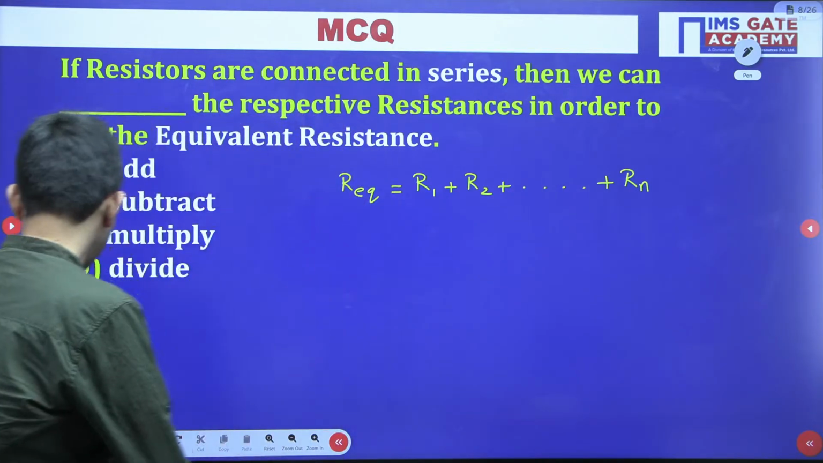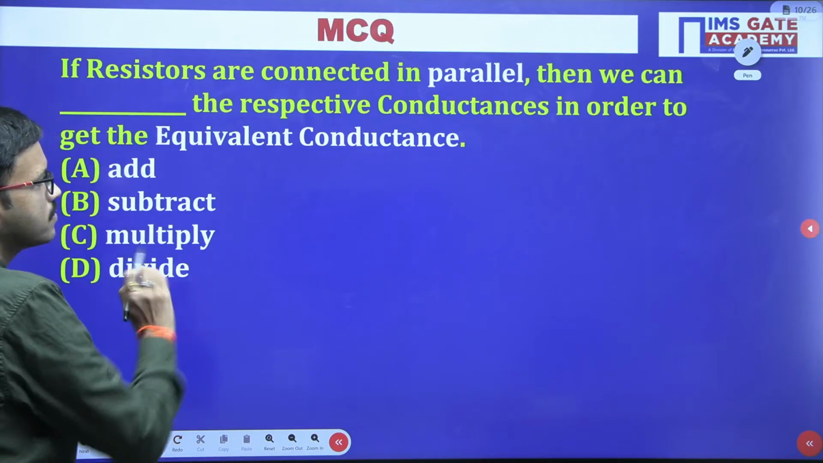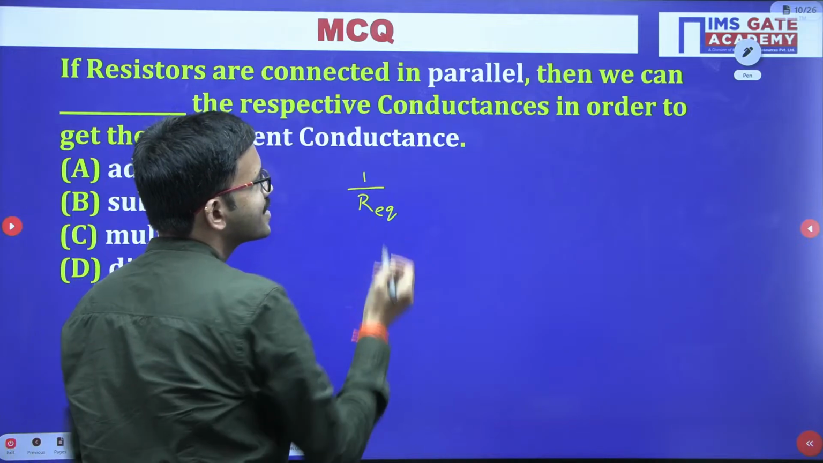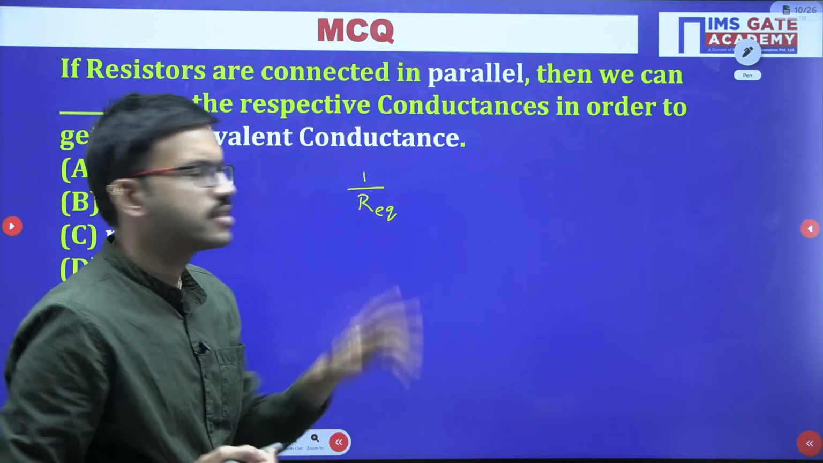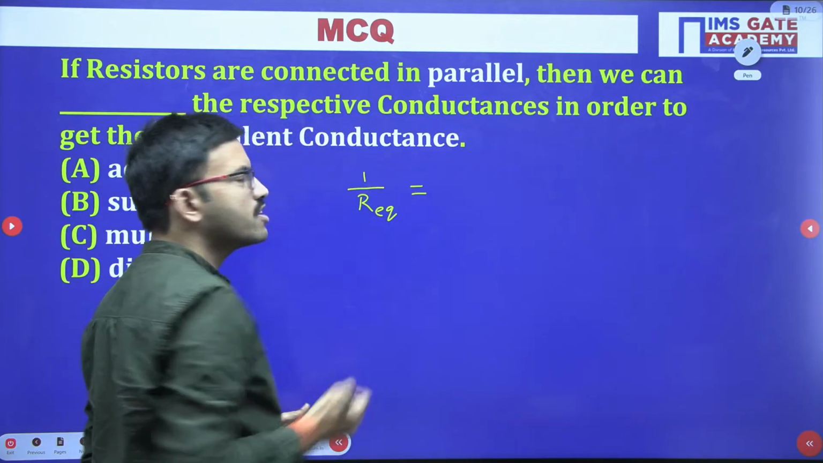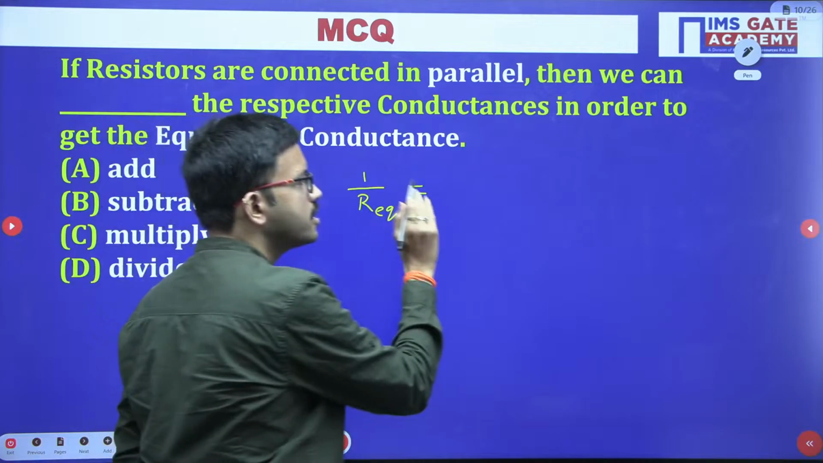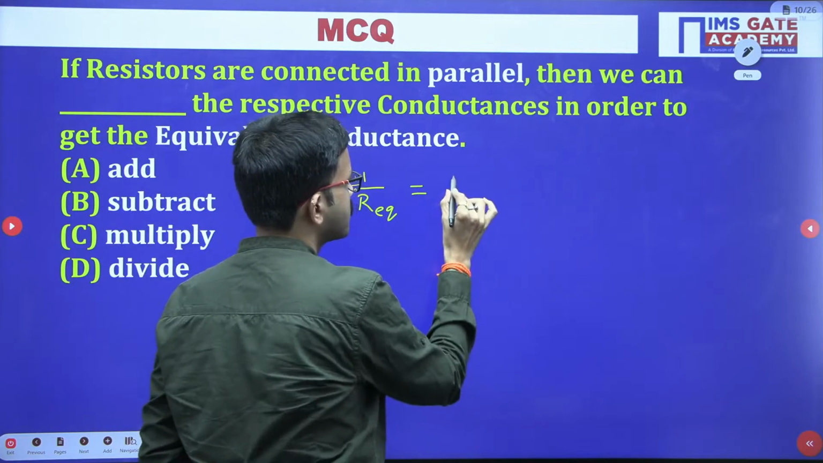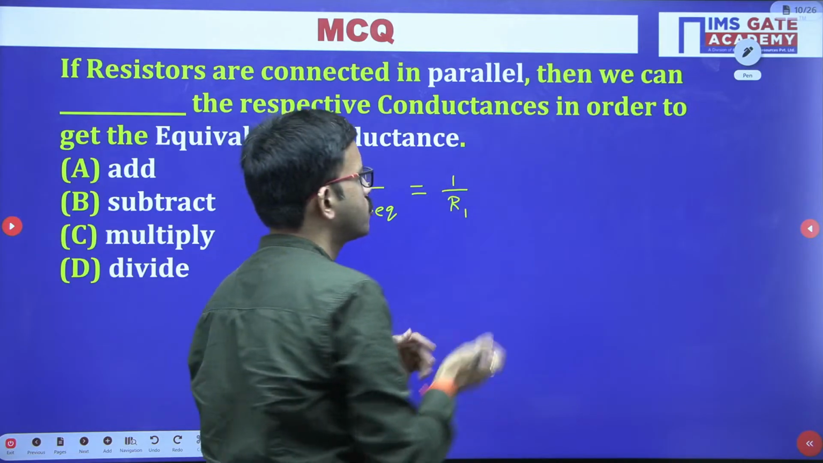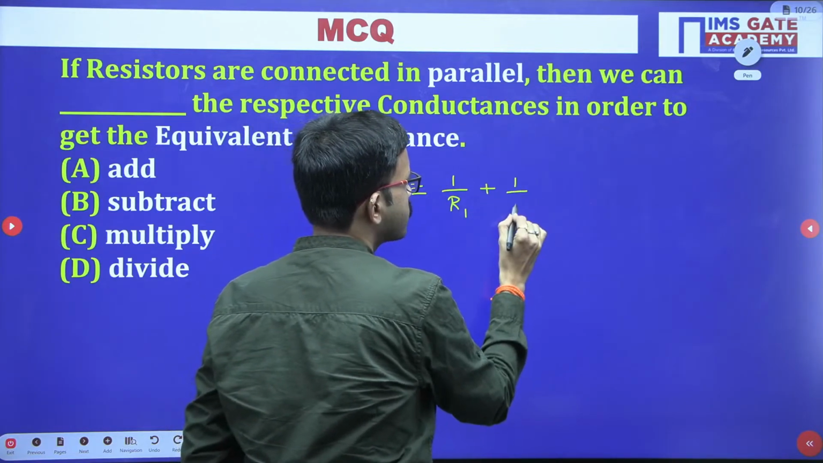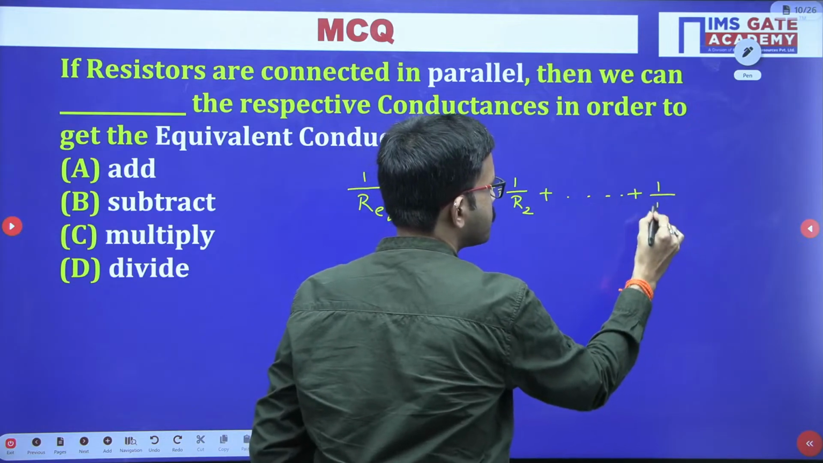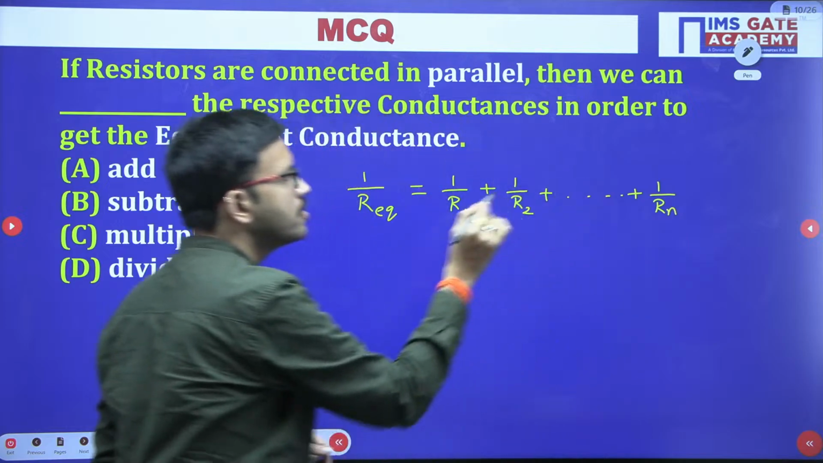Similarly, if you have multiple resistors connected in parallel, that time we have to take the reciprocal. The reciprocal of the equivalent resistance is nothing but the sum of the reciprocals of each and every resistance. So 1 by R1 plus 1 by R2 plus and so on up to 1 by Rn. This is the formula applicable for the generalized case.